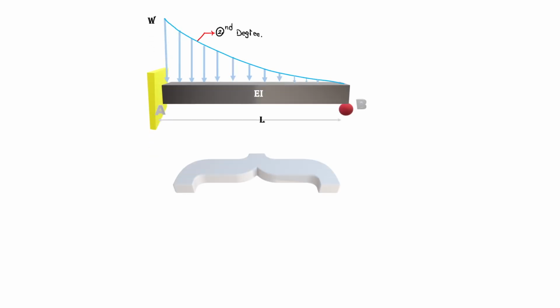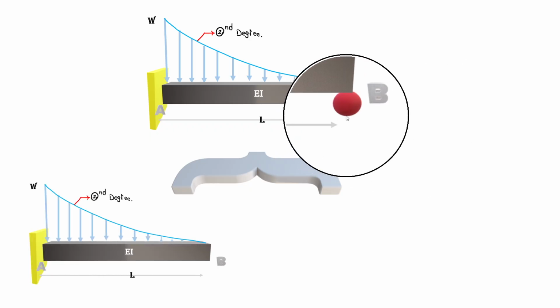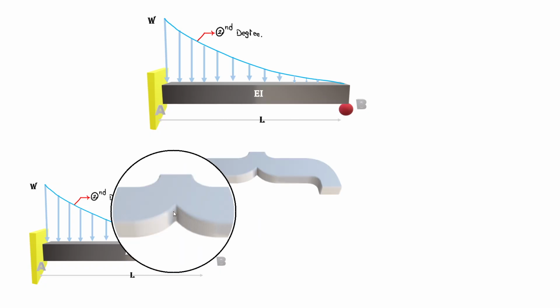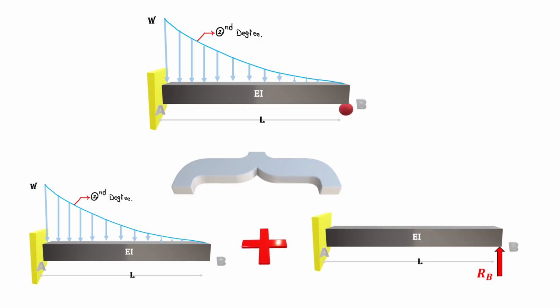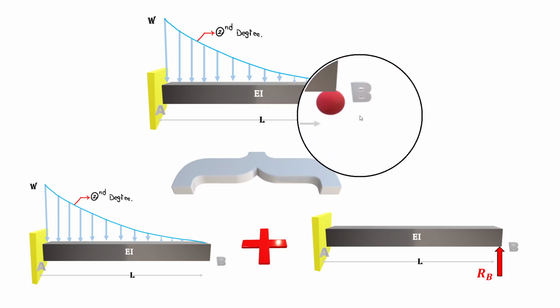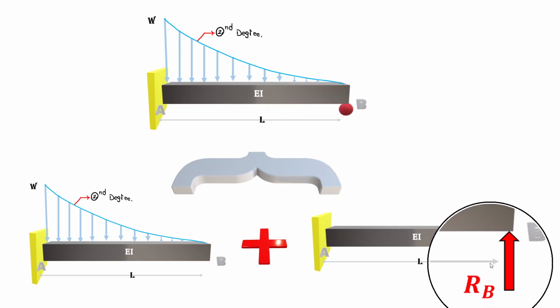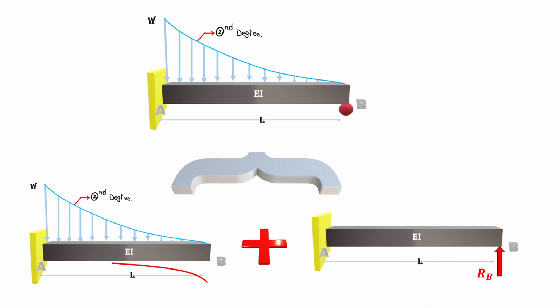So if we dissect our problem into two determinate beams, if we just remove the reaction at the support at B, we convert our indeterminate problem into two determinate beams. The first one handles the original loading, and the other one replaces the force of this reaction, call it R sub B, or reaction at B, and then we calculate the deflection for these two beams.